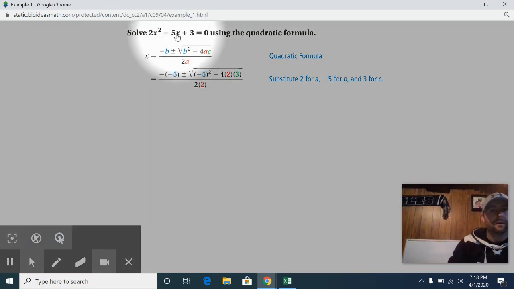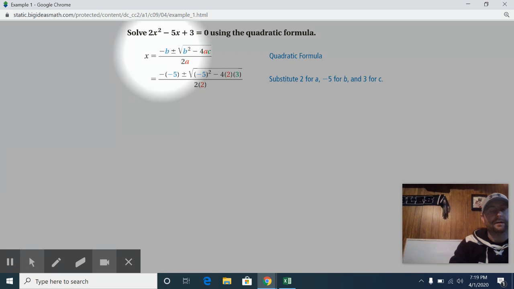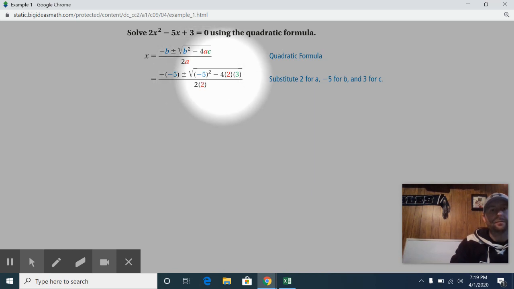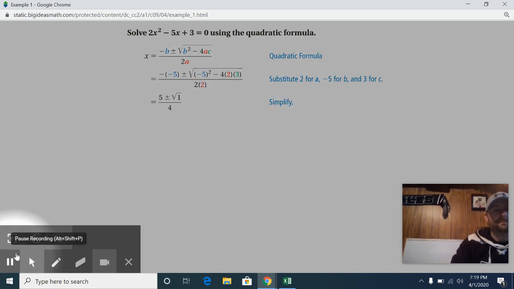Remember, negative 5 is b, right? Now the formula says negative b right away. So what we should be noticing is there's a double negative there, okay? Plus and minus the square root of, now again, it's b squared, so negative 5 squared, and then minus 4 times a, and a is 2, times c, and 3 is c. Okay, and then we're going to divide all that. After we do everything on top, we're going to divide all that by 2 times 2, which is going to be 4. Okay, so let's look at what they did.